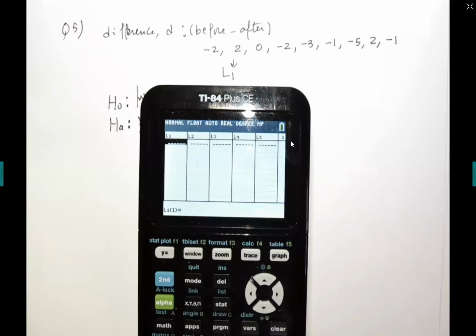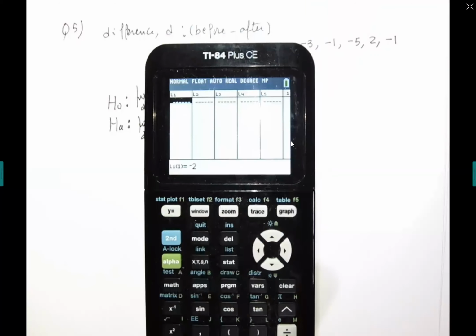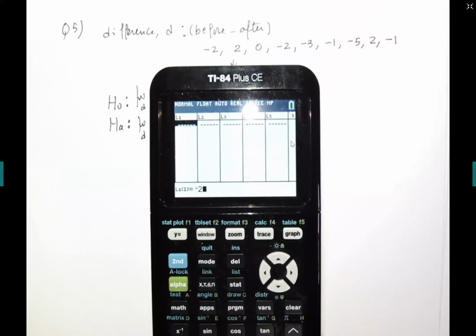Negative 2. Again, guys, the negative sign is right here. Cannot use this, this is minus. It has to go in the middle of something, but here you start with negative. So -2, enter. 2, 0, -2, -3, -1, -5. I think we're going to be able to support the claim that they are different, and -1.